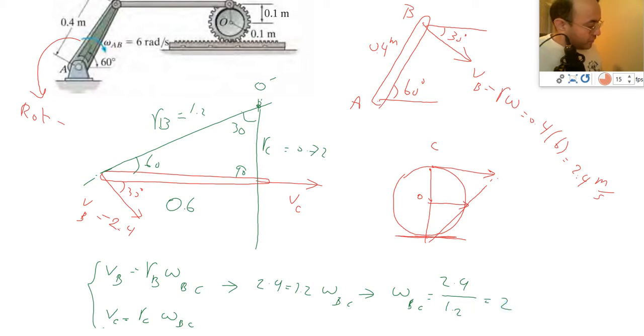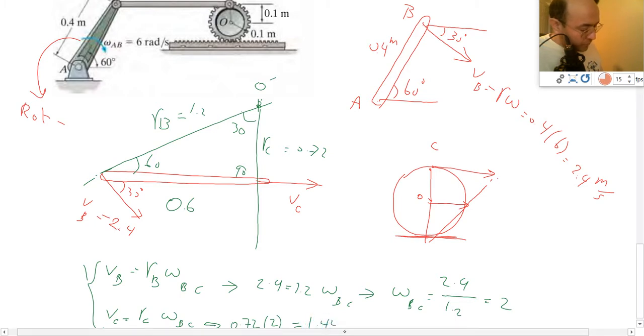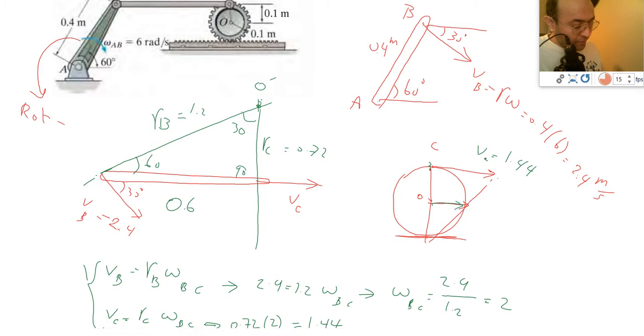Now if the answer here is 2, then you can calculate the velocity of C. Velocity of C is equal to RC, which is 0.72, times 2. The answer is 1.44. So I have velocity of C equal to 1.44. For the velocity of O, look at the distance. Here is 0.1, here is 0. If you use similarity between triangles, you end up finding velocity of O is equal to 1.44 divided by 2.